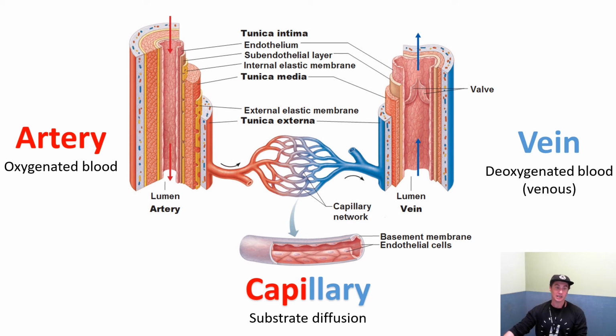So think of generally our arteries are dropping off oxygen, and our veins are generally dropping off CO2, and then our pickup is picking up oxygen from the lungs or dropping off CO2 at the lungs.